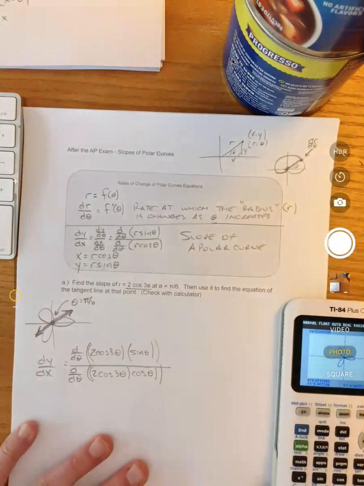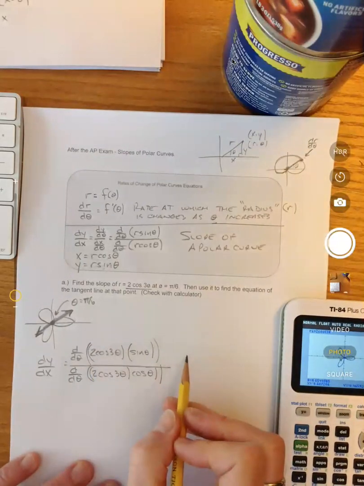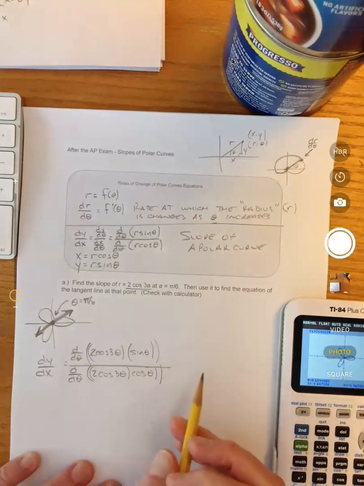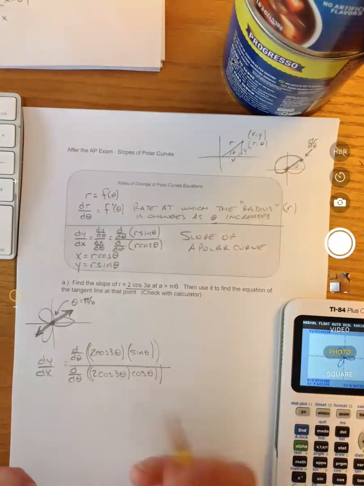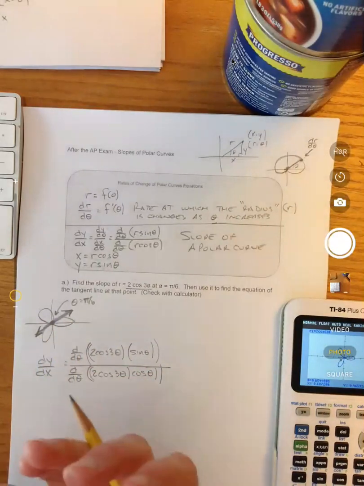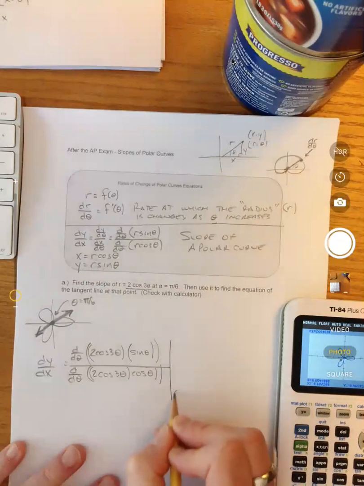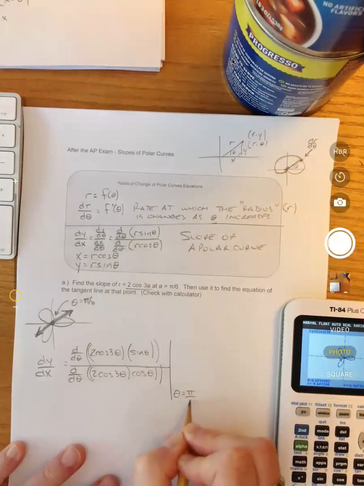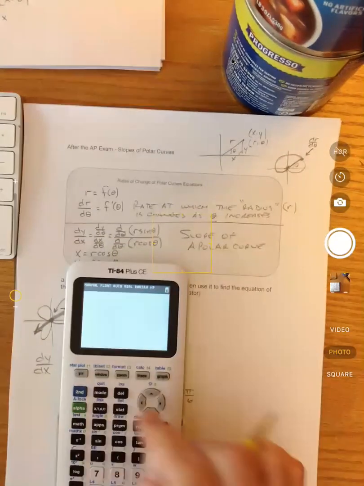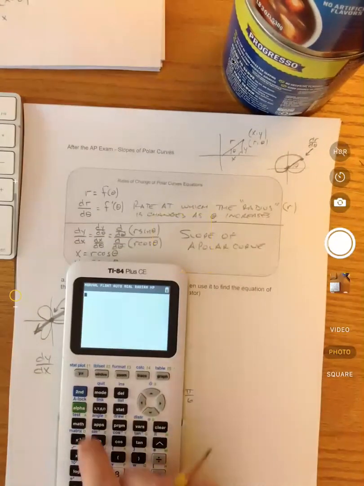Now, if I literally did the product rule up in the numerator and the product rule down in the denominator, I'm going to get a big expression in terms of theta, which then represents the slope at any angle on this polar curve. Well, I don't need to do that for all of them. Let's just do it specifically for theta equals pi over 6. So here I'm going to cheat a little bit. I'm going to go to my home screen and let my calculator do this for me. I'm going to do a math thing.